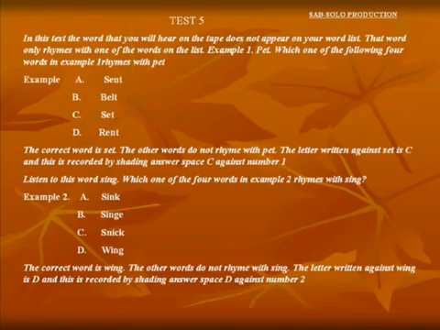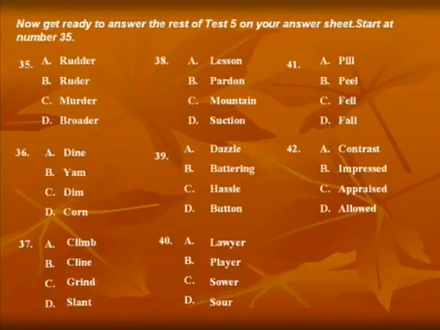Listen to this word. Sing. Which one of the 4 words in example 2 rhymes with sing? The correct word is wing. The other words do not rhyme with sing. The letter written against wing is D, and this is recorded by shading answer space D against number 2. Now, get ready to answer the rest of test 5 on your answer sheet. Start at number 35.